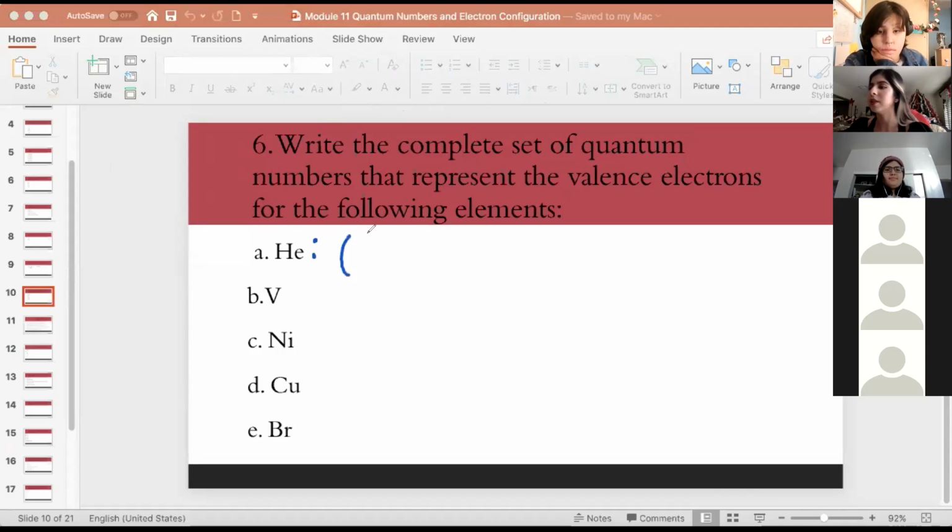So let's start with helium. What is going to be the N value, the N quantum number for helium? How do we determine that? Well, it's 1 because it's on the first row of the periodic table. Exactly. N is easy, right? Because you just go down the periodic table. So if it's in the first row, we know that the N quantum number is going to be 1.